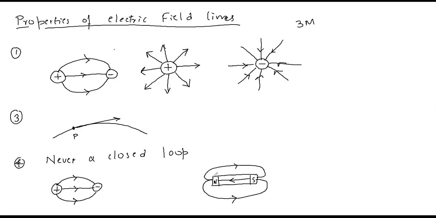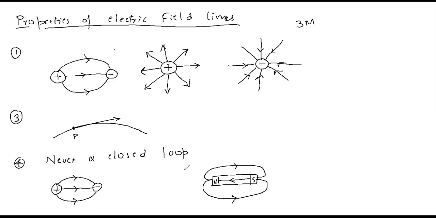Whereas here you can see it moves from north to south outside, and when it comes inside, it moves from south to north. So this is a closed loop. In a magnetic field, we see closed loops, whereas in an electric field, the loop is never closed. So this is the fourth property. And what about the fifth property?